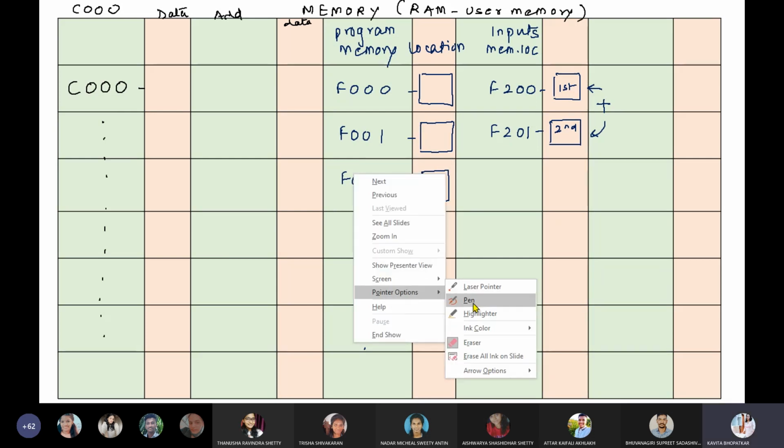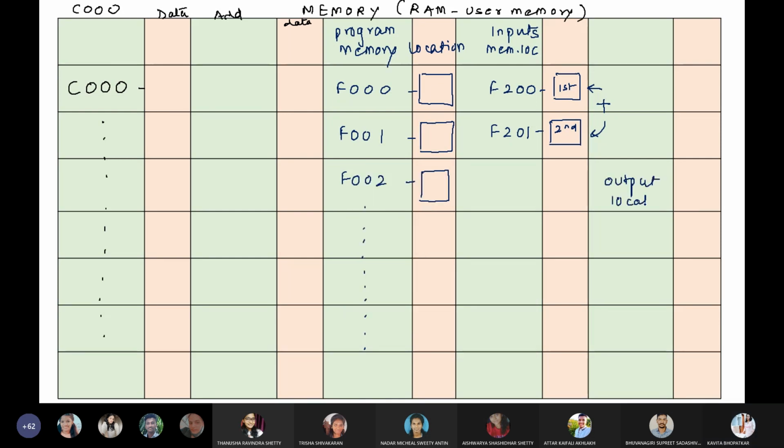So output locations, I'm designating let's say as F550. तो यहाँ पे मैं sum store करूँगी addition का, और let's say F551 location में मैं carry store करूँगी. Did you understand up till here what I have said? Yes, ma'am.